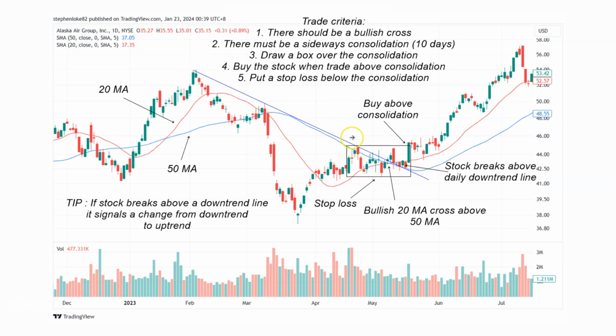And here I've connected the highs and drawn the downtrend line, where I use this blue line here, okay, blue color line. The stock at this moment traded above the downtrend line, and it tells us that the stock is ready to change from a downtrend to an uptrend. So ideally, you want to see there is a break of a downtrend line so that it supports your case of a bullish move up. So when the consolidation happens and breaks above this downtrend line and there's a bullish cross, you buy here and you put a stop loss.